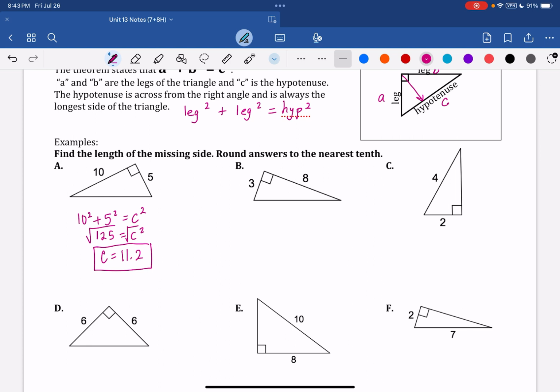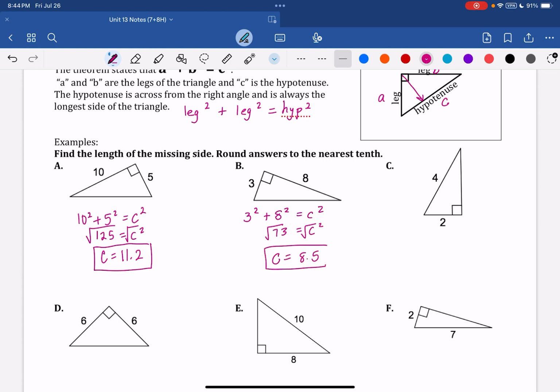All right, example B, we have 3 and 8. Those are both legs again. So 3 squared plus 8 squared equals c squared. Again, I can go ahead and type those in my calculator, or do that math in my head. So 9 plus 64 would give me 73 equals c squared. Then to solve for c, I would undo the squaring by square rooting. c is equal to 8.5.